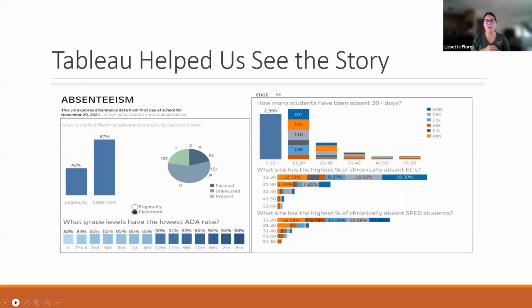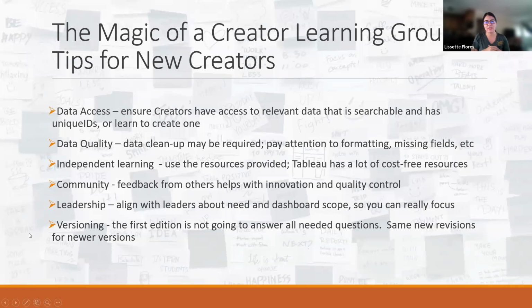And from there, I want to share a little bit about tips and tricks and really the magic of the creator group. This is something that you can share with your creators, and it's data access. They need to be able to access the data, and the data needs to have unique IDs. If the data doesn't have unique IDs, then just build their skill set to make sure that they know how to create those unique IDs.